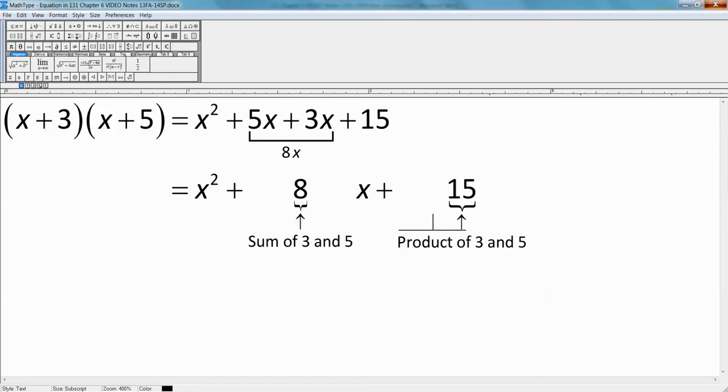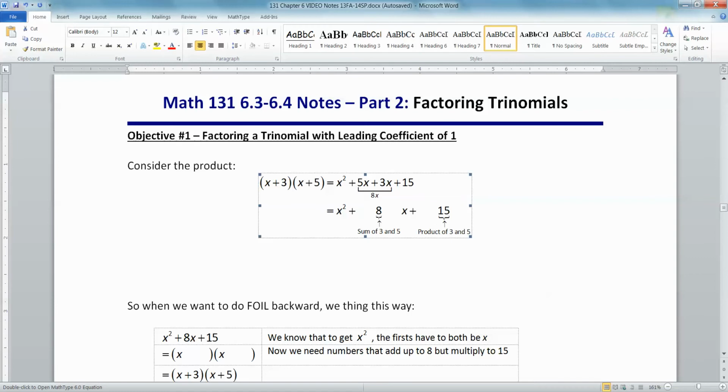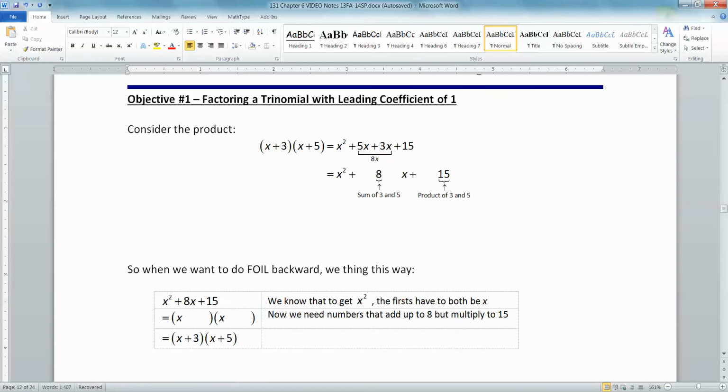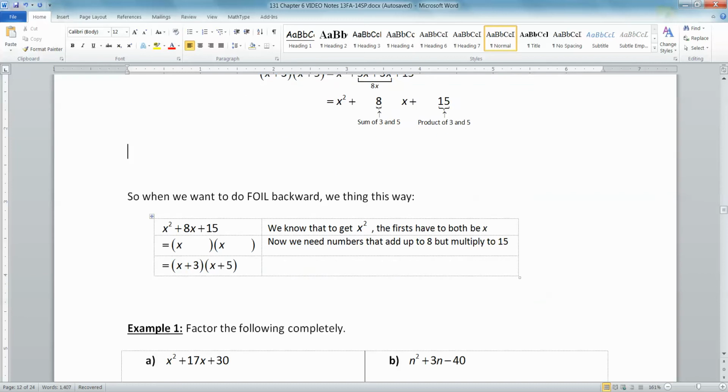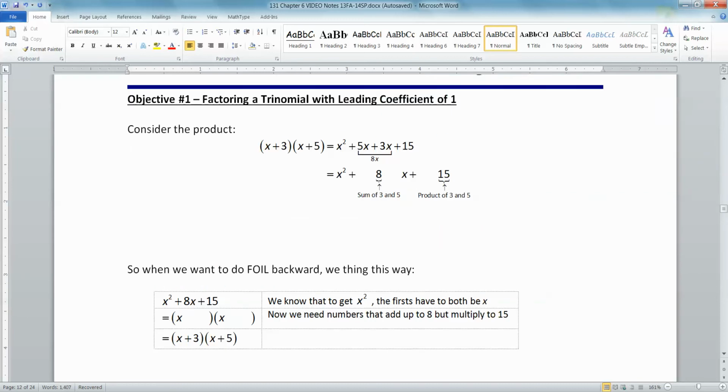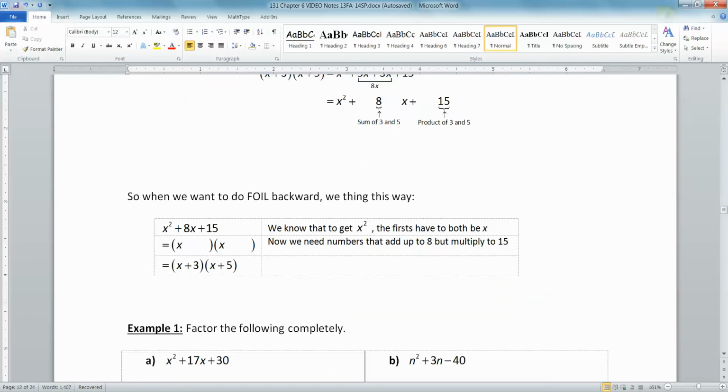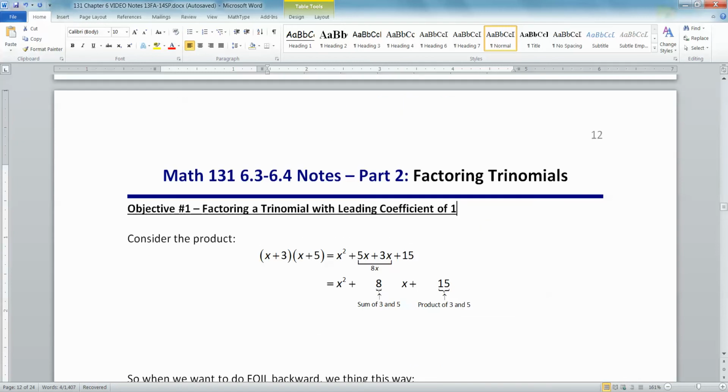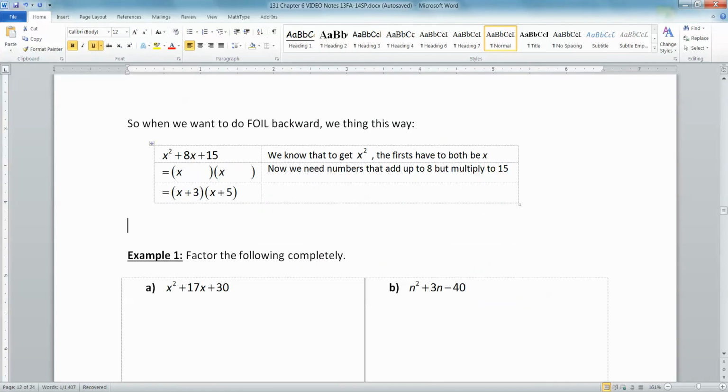Okay, so that idea is how we're going to do this. We're going to keep in mind that the middle number for that middle term is the sum of two numbers, and then the last number is the product of those same two numbers. That's what we're going to keep in mind as we try to factor. So we're going to look for two numbers that multiply to 15, but when we add, they add up to 8. That's the plan, at least, as long as the coefficient is 1. When it's not 1, it is much trickier.